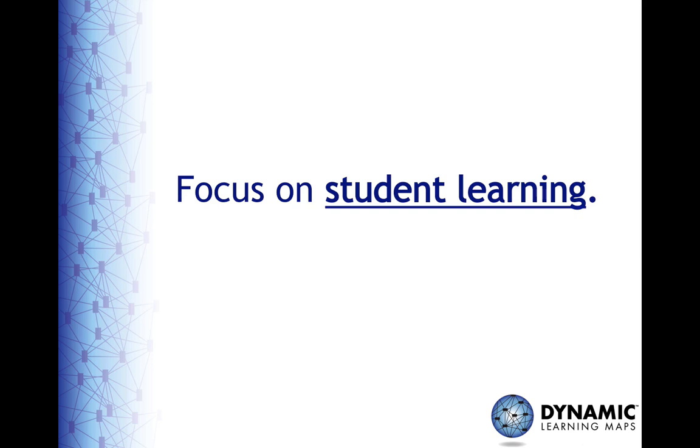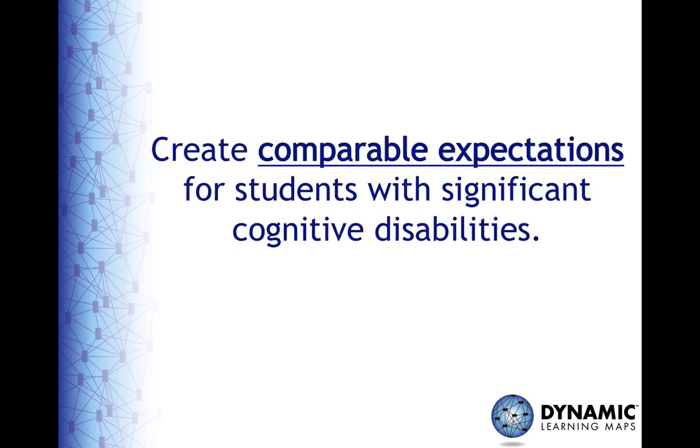The goal was to ensure that the Dynamic Learning Map's essential elements increase the likelihood that students with significant cognitive disabilities would achieve college and career readiness. Another decision involved making certain that the Dynamic Learning Map's essential elements created comparable expectations for students with significant cognitive disabilities, while highlighting the essential learning elements of each grade-level college and career readiness standard.